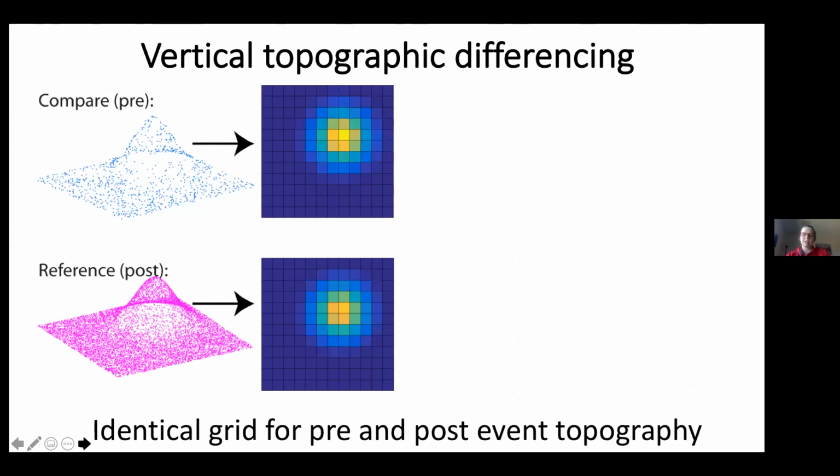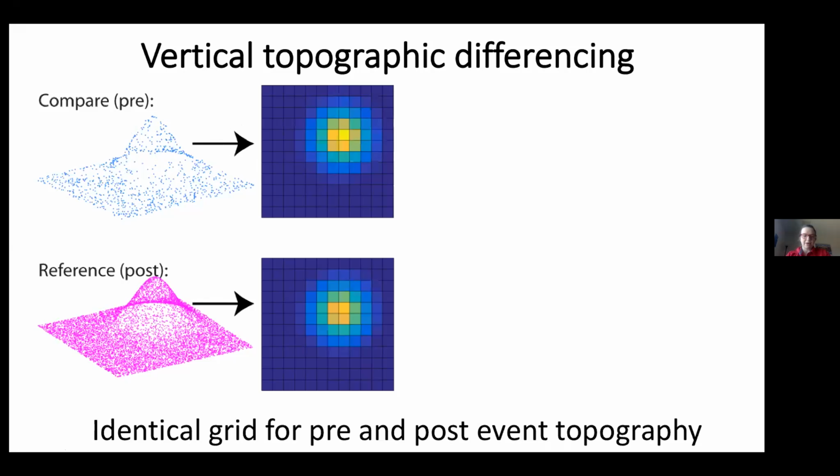So I'll discuss in a little bit more technical detail how this vertical differencing works. So again, we start with two data sets. It can often either be point cloud or raster. First data set is called the compare. Second is called the reference. And you'll see here, as is typically the case, that the compare data set has lower resolution and sometimes higher noise than the reference data set, which was acquired later.